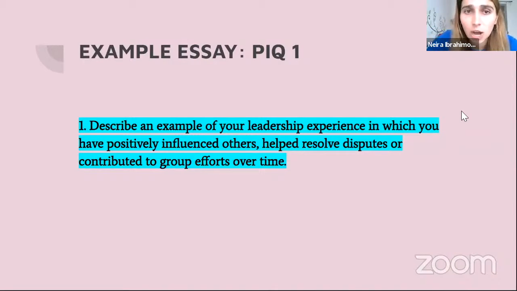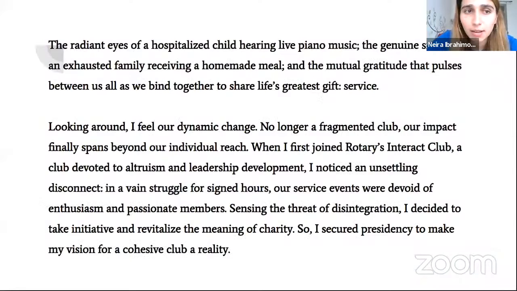The radiant eyes of a hospitalized child hearing live piano music. The genuine smile of an exhausted family receiving a homemade meal. And the mutual gratitude that pulses between us all as we bind together to share life's greatest gift, service. Looking around, I feel our dynamic change. No longer a fragmented club, our impact finally spans beyond our individual reach.